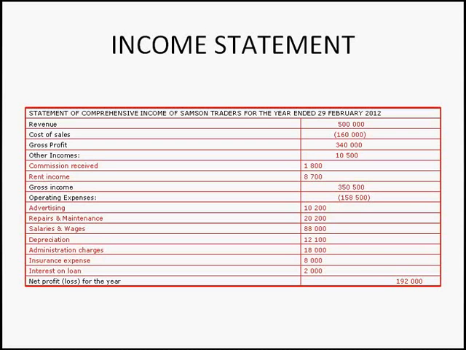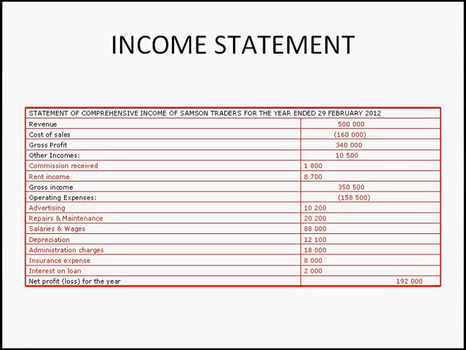Then I want to go and add all my other incomes together. So I've got commission received of 1,800 Rand and rent income of 8,700 Rand. If I add those two together, I get an amount of 10,500 Rand. That gets added to my gross profit to give me a gross income of 350,500. From that gross income, I'm then going to deduct my operating expenses.